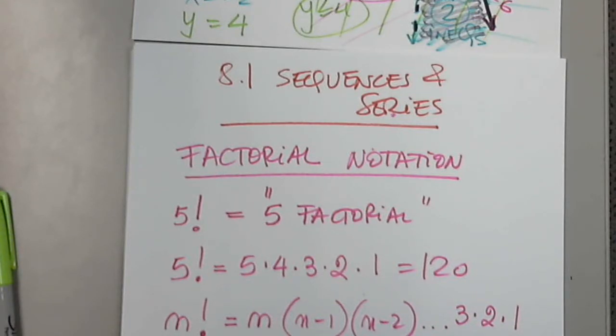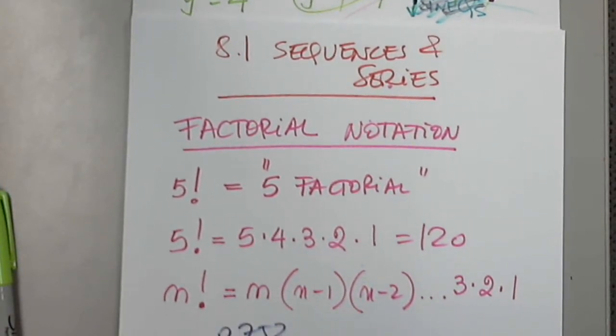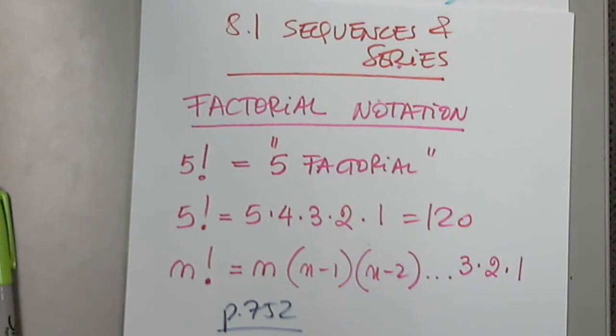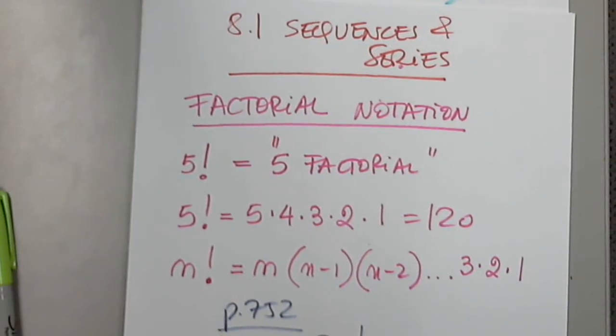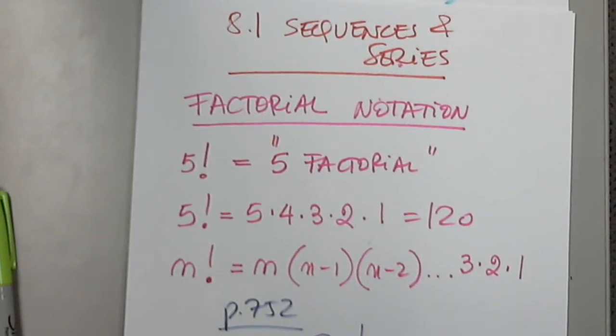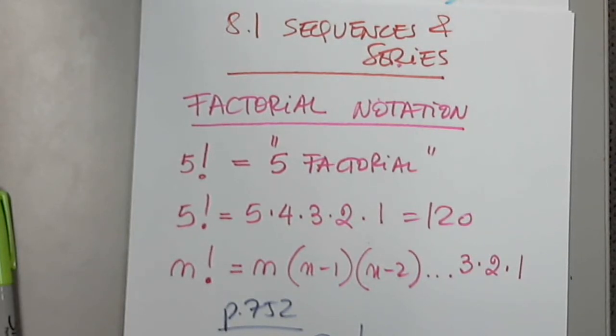Now I would like to practice it with a couple of problems on page 752. So for example, problem 26. In problem 26, we have 20 factorial, everything divided by 2 factorial, and multiplied by 18 factorial.